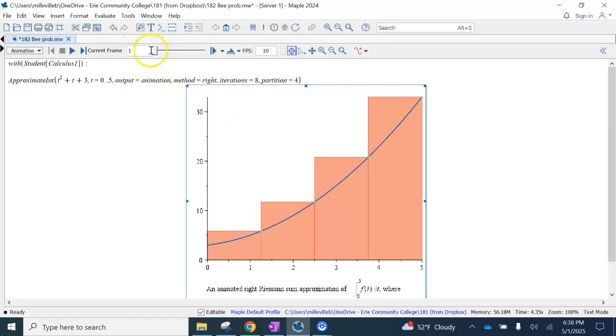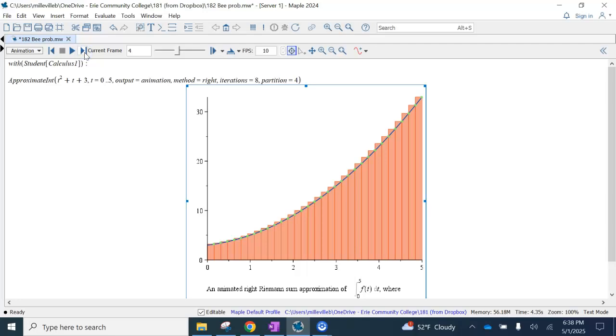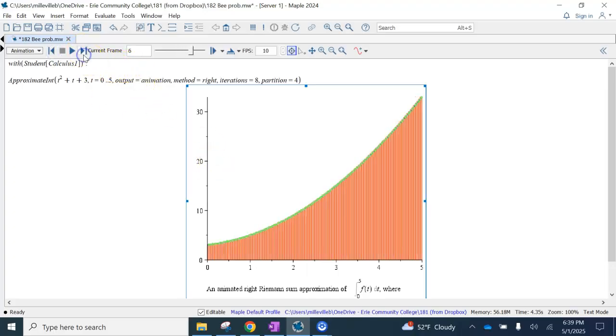All right, and I've got the right endpoint approximation here. I'm just going to click this forward, and we know that as we increase the number of subintervals we use and look at the sums of the areas of these rectangles, that gets closer and closer to the area under the curve. In this example, it's the area under this quadratic function between 0 and 5.